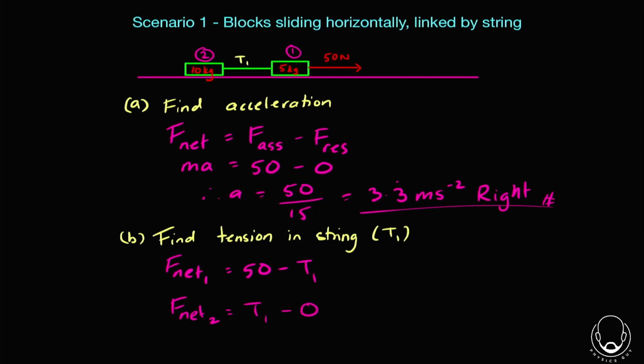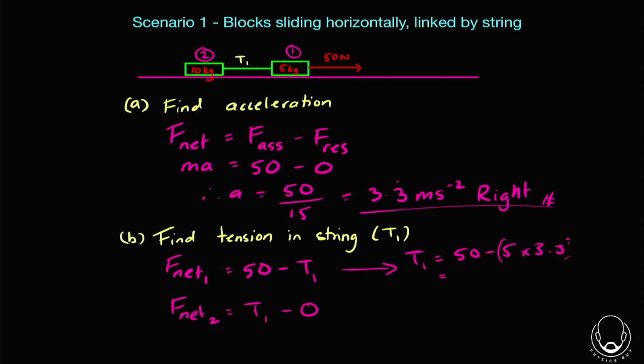All right, let's have a look at the first one. We can rearrange it for T1, so T1 becomes 50 minus the net force on object 1. The net force on object 1 is the mass of object 1 times the acceleration experienced by object 1, so that is 5 times 3.3.